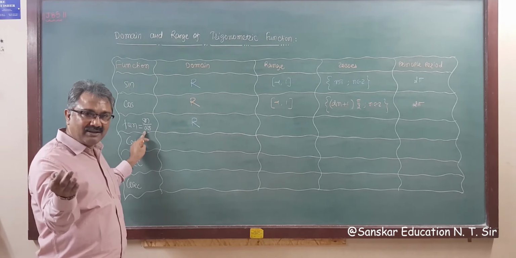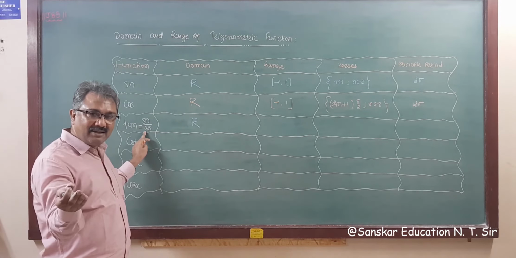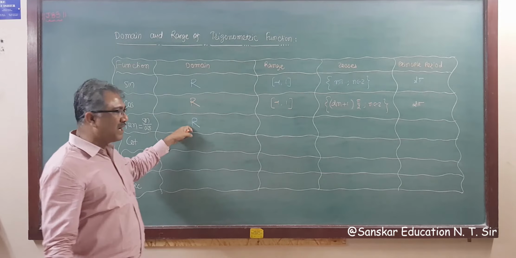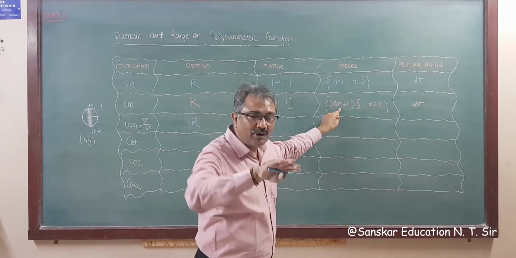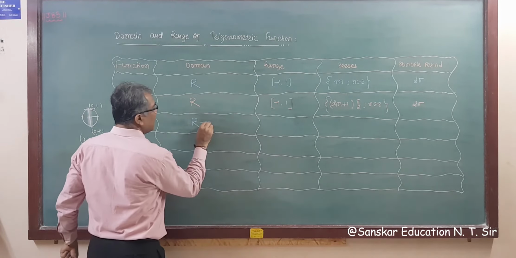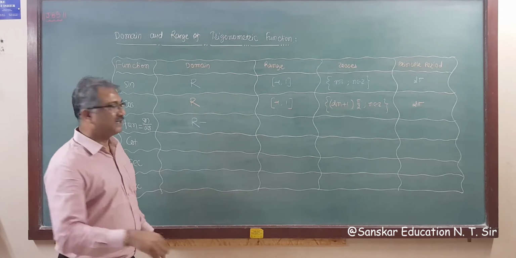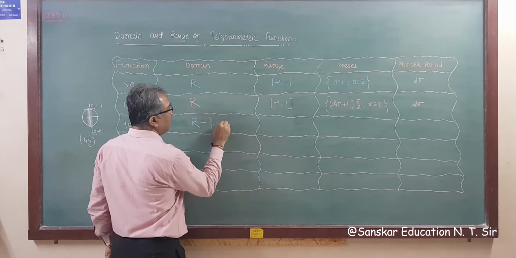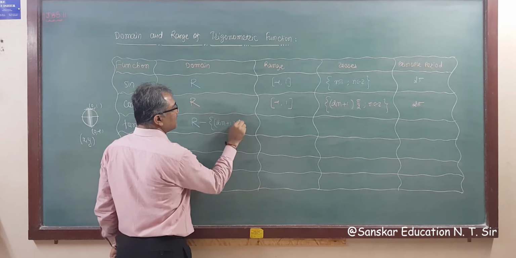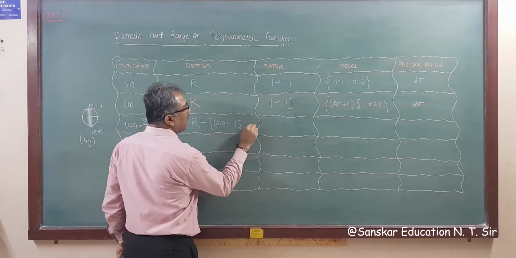You have to subtract. You learned in set theory, if you want only what belongs to R but not in this, then you have to subtract, that is minus, and we are separating the set, that is twice n plus 1 pi by 2, n belongs to Z.